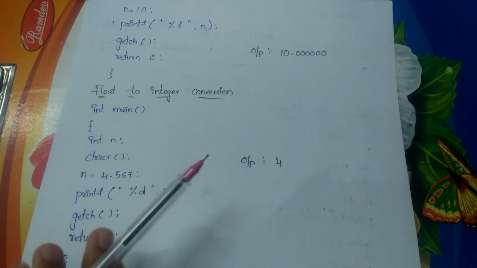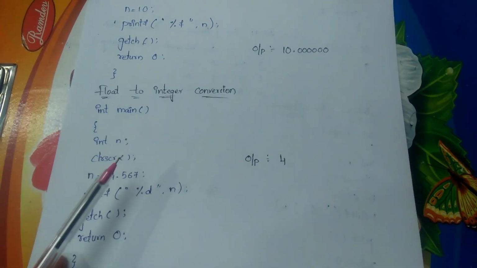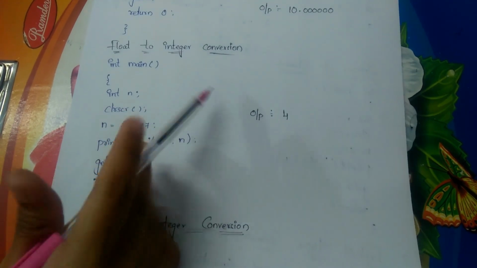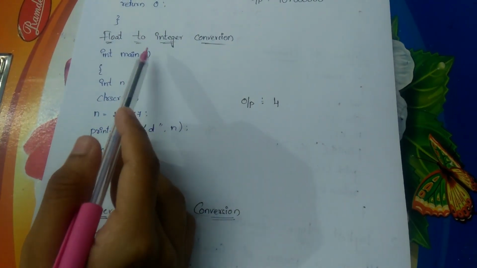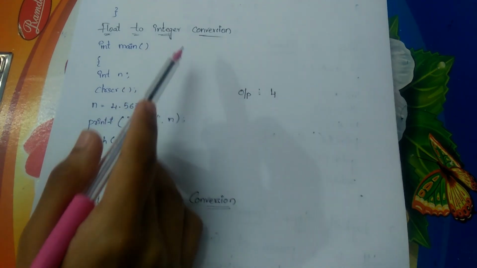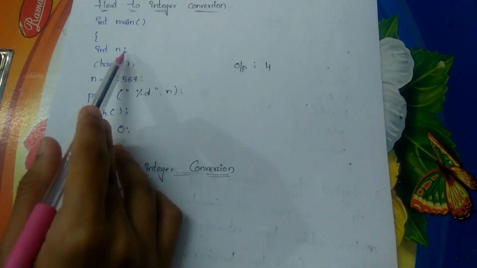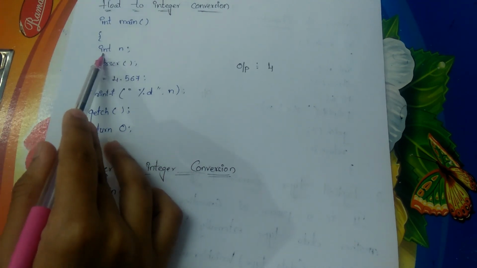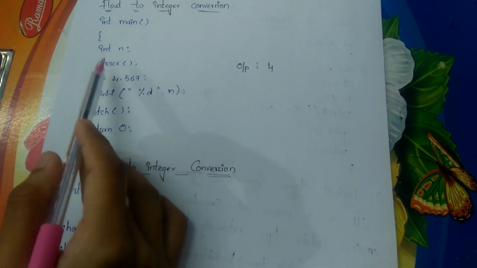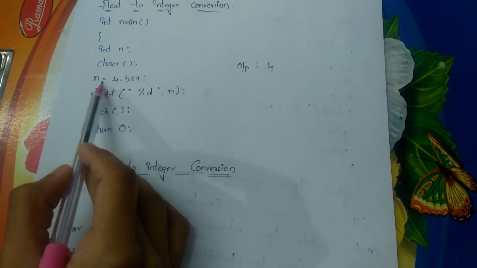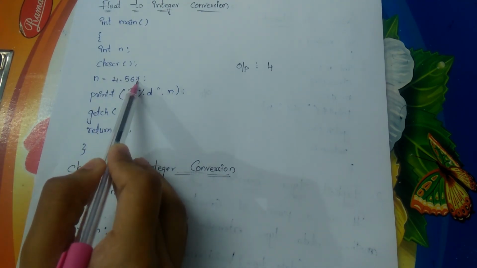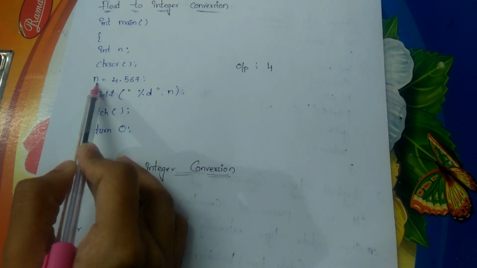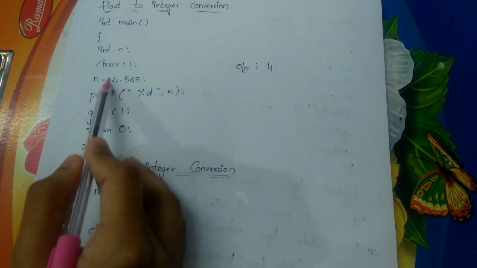Next we have the float to integer conversion. So in this float to integer conversion, first we have to include the header file. Then it starts with the main function and open the block, and I declared one variable n as the integer with the int data type, then clear screen. But n I am declaring it as 4.567. So 4.567 value I assigned to the variable n, and this is a floating point value.